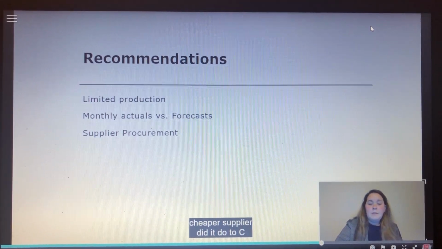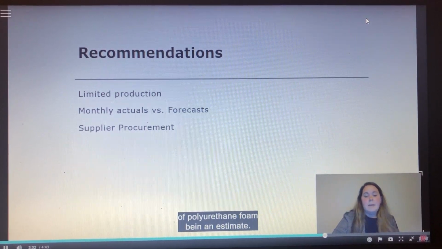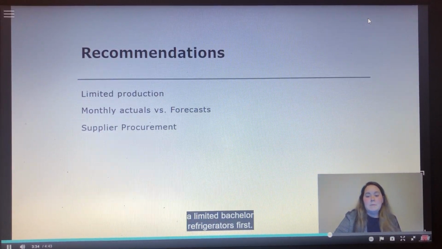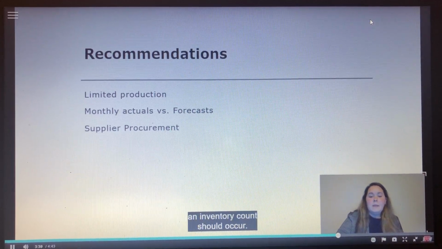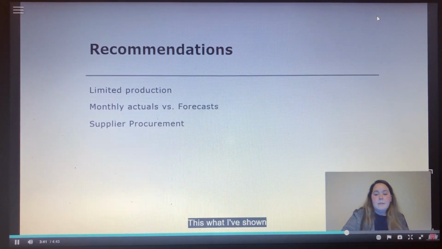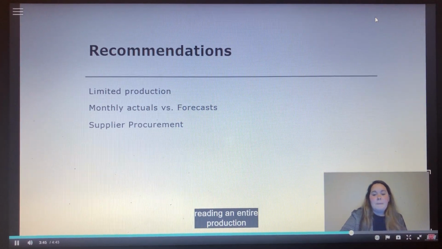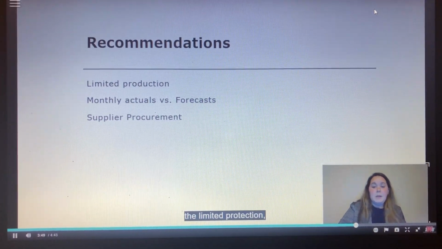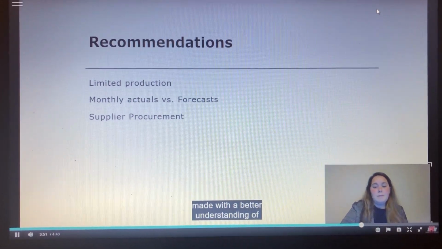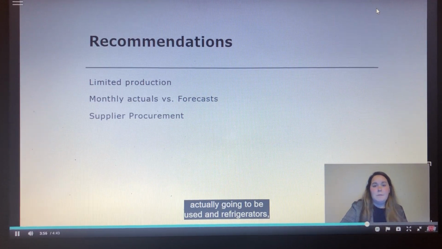Due to the 11.22 pounds of polyurethane foam being an estimate, I would advise to run a limited batch of refrigerators first. Once the limited production has been run, an inventory count should occur. This would have shown a smaller discrepancy than running an entire production for an entire quarter. Based off the findings of the limited production, a new forecast can be made with a better understanding of how much polyurethane foam is actually going to be used in the refrigerators.